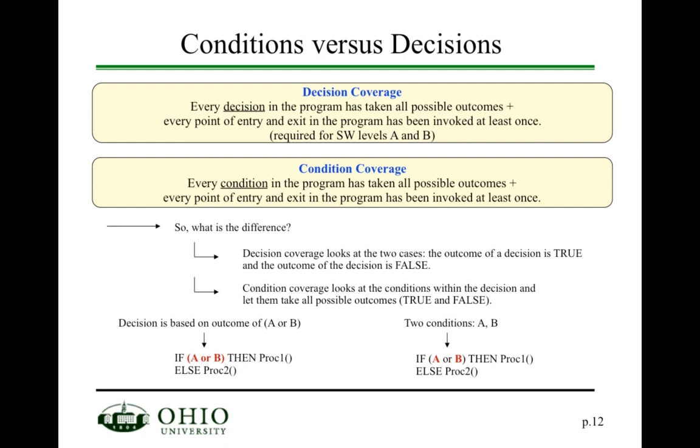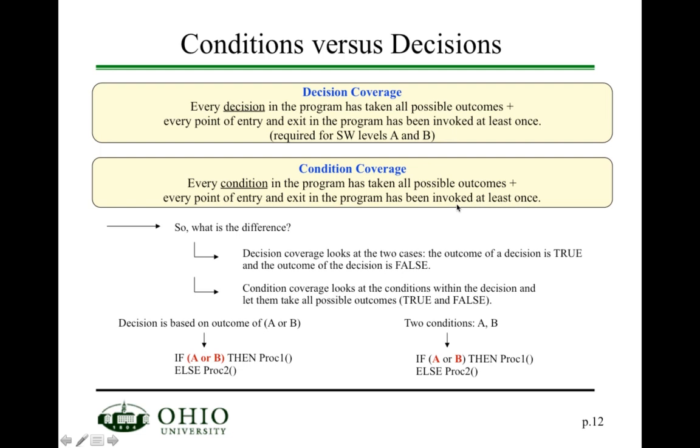Okay, so besides statement coverage, we also have decision and condition coverage. In decision coverage, every decision in the program has taken all possible outcomes, and every point of entry and exit in the program has been invoked at least once. Decision coverage is required for software levels A and B. On the other hand, you have condition coverage, which means that every condition in the program has taken all possible outcomes, and every point of entry and exit in the program has been invoked at least once.